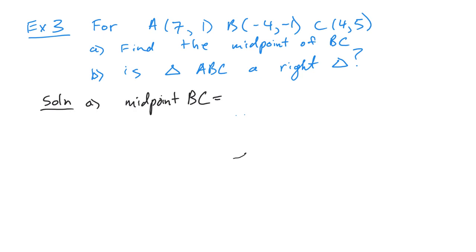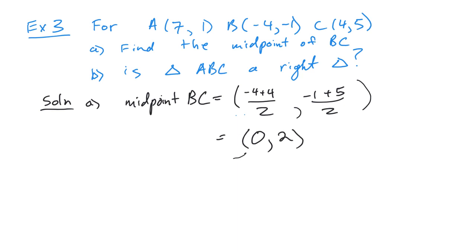So when we calculate the midpoint of BC, all we do is take a look at B and C and just add up and average the x's and the y's. So we're going to get -4 plus 4 divided by 2 and -1 plus 5 divided by 2. So we end up with 0 and 2. There's our first answer for our midpoint.